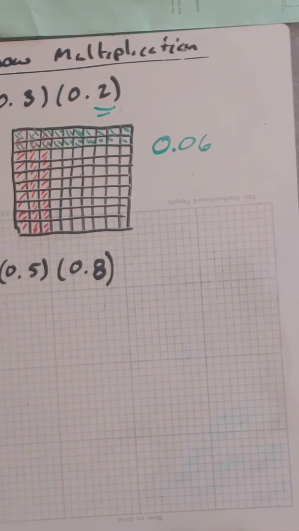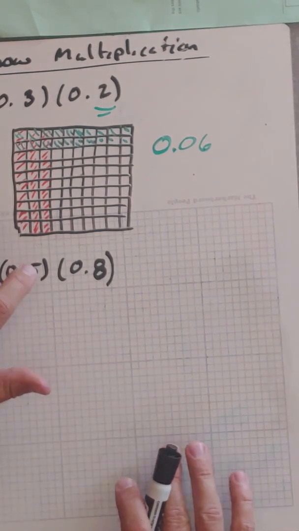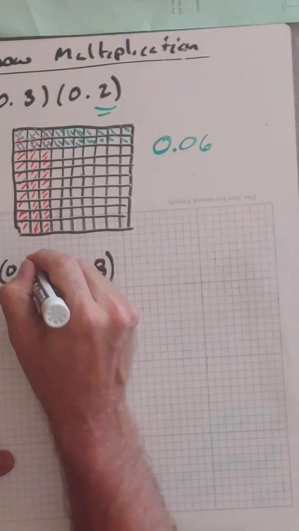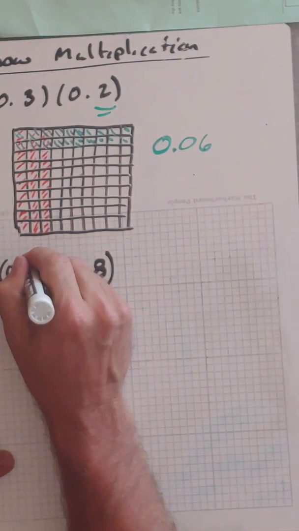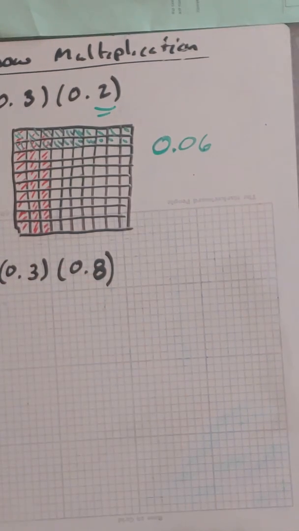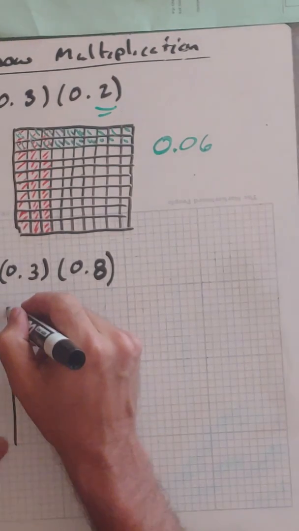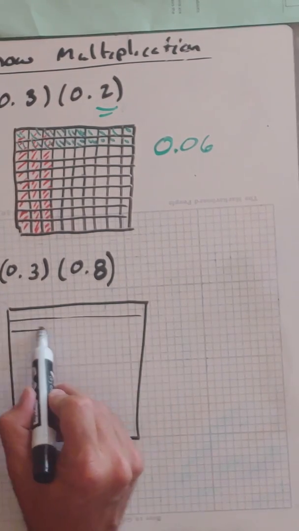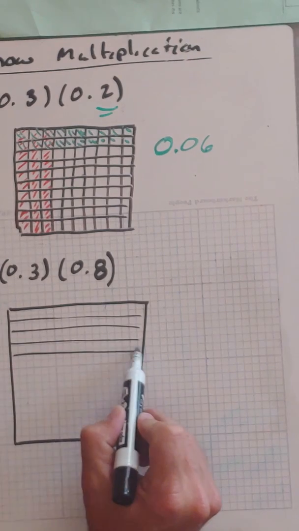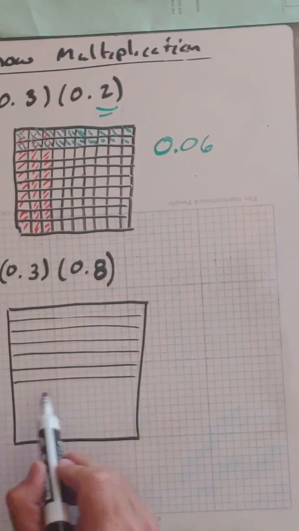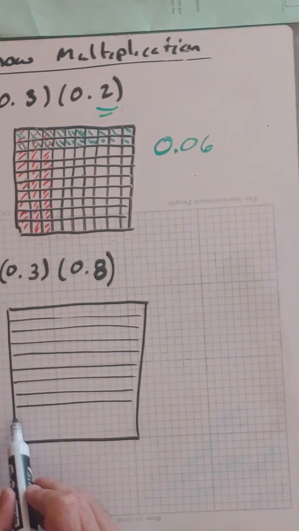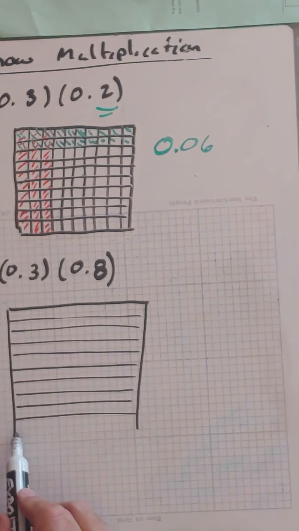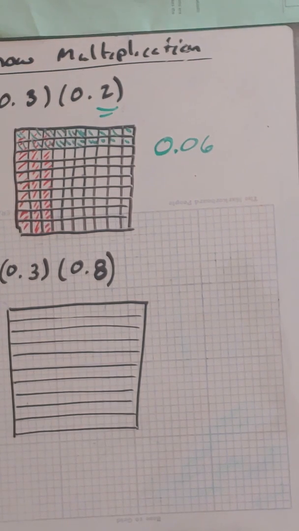All right, and this one I'm actually going to change. I don't like that number. I'll change it to a 3 actually. That's better. Okay, so 0.3 times 0.8. So again, I'm going to start with my rectangle. Big rectangle. And then 1, 2, 3, 4, 5, 6, 7, 8, 9, and 10. I don't know why horizontal, but I guess it doesn't matter. You can do whichever one you want first.